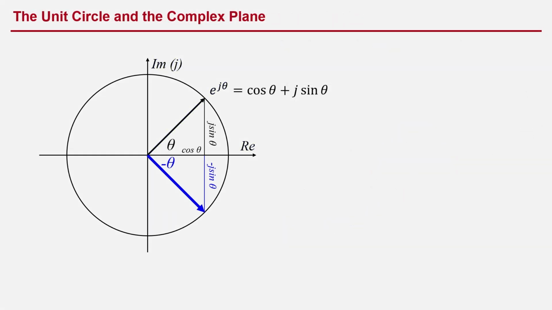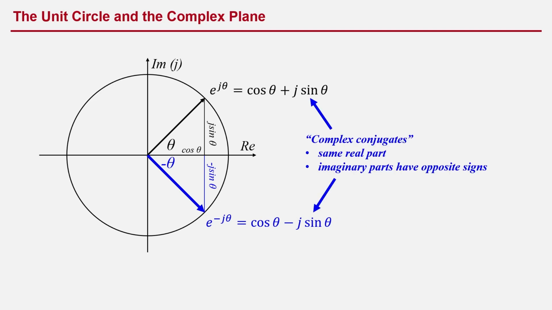Now let's take our angle theta and flip it about the real axis to give an angle of minus theta. This gives a point on the unit circle that we can express as e to the minus j theta, which equals cosine of minus theta plus j sine of minus theta. Because cosine is an even function and sine is an odd function, we can rewrite this as cosine theta minus j sine theta. This is called the complex conjugate of e to the j theta. The two complex numbers have the same real part, and their imaginary parts have opposite signs.